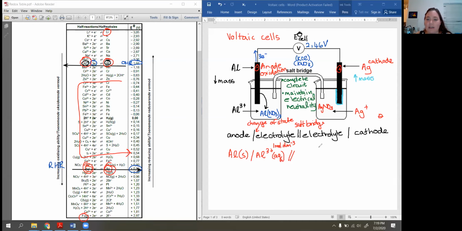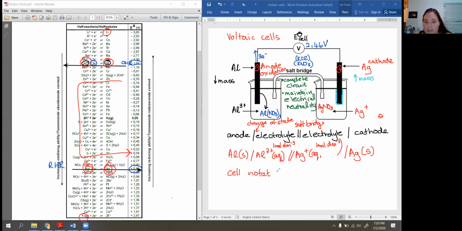Then on the other side, I'm not going to write out the Ag. So it's going to be Ag+. It's also aqueous. I'm being very good. I also write in here 1 mole per decimeter cubed. Okay. And then we do / because we're going from an aqueous to a solid, and it's just Ag solid. This over here is called your cell notation.